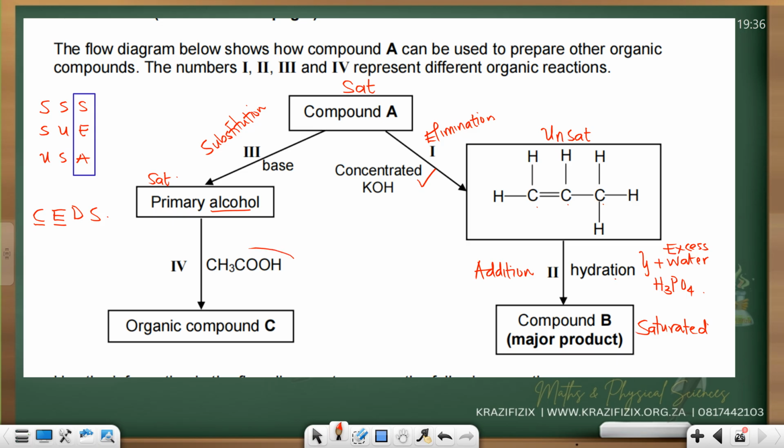Let's go to reaction 4. Reaction 4, alcohol. What is this? Carboxylic acid. If I was in class now, physical class, that child would have shouted what compound C is. And what is compound C? When an alcohol reacts with carboxylic acid, ester.